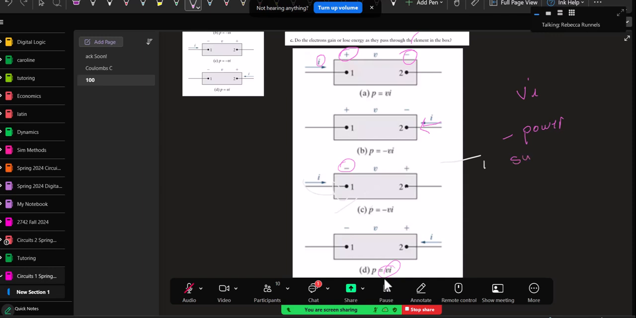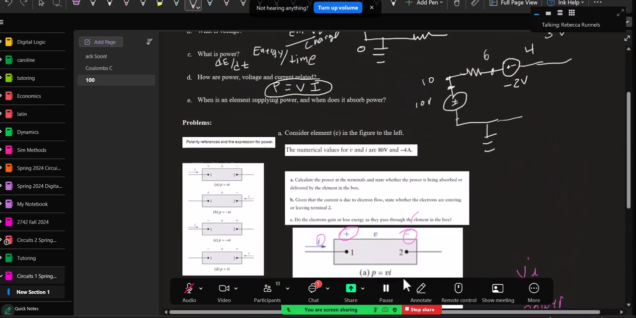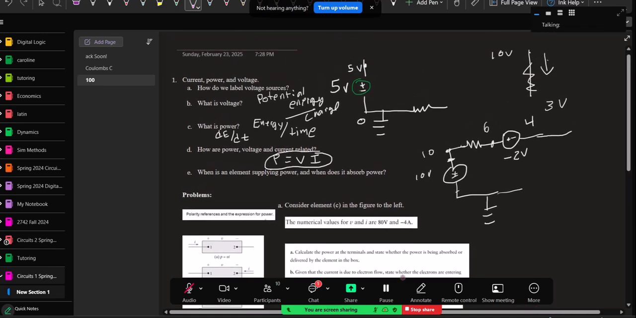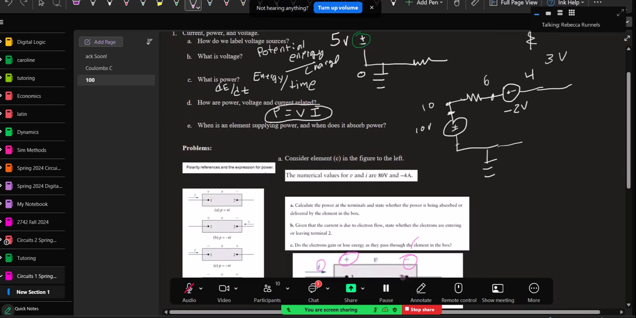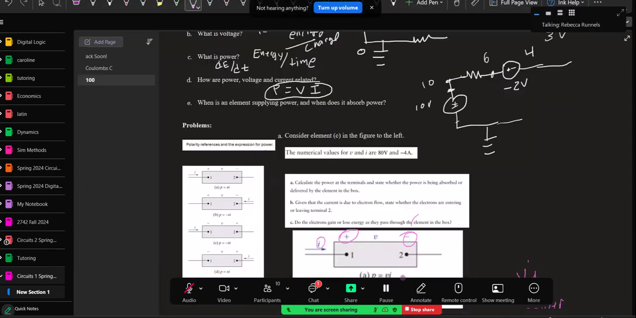means that you're supplying power, and a positive power means that you're absorbing power. That is the answer after you've done the multiplication. So that answered part E. And now let's go to the problem.